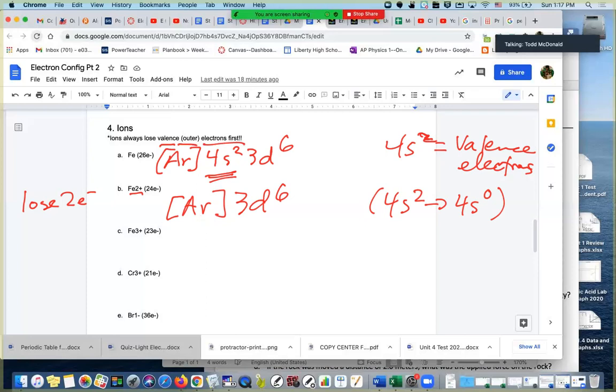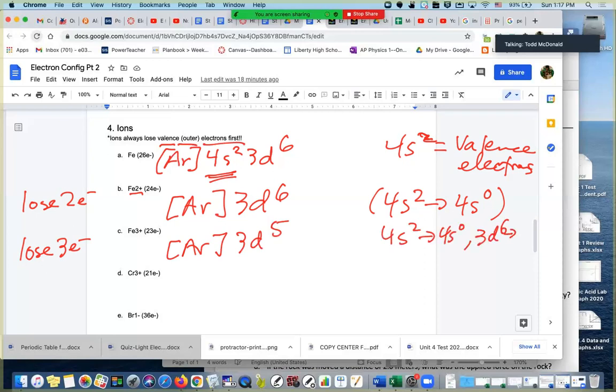Well, what if we had more electrons we wanted to take away from iron? Let's say we were losing a total of 3 electrons. Well, you would lose the 4s2 first. Where would you go after that? You would go to the last place of the 3rd energy level you put them in. And so this one would turn into argon 3d5. So you would lose 4s2 goes to 0 first, and then you would take your 3d6 down to 3d5. That's where the 3rd one comes from.